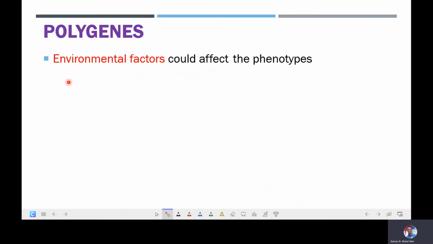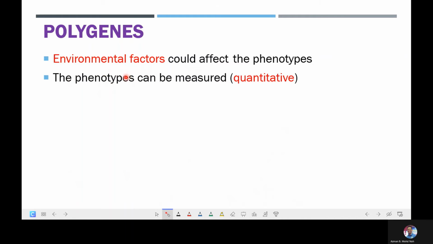In polygenic inheritance, environmental factors could affect the phenotypes. For example, an individual who is initially genetically short might become a bit taller due to a healthy diet with lots of vitamins and minerals. And the phenotypes can be measured, meaning that it shows a quantitative characteristic.